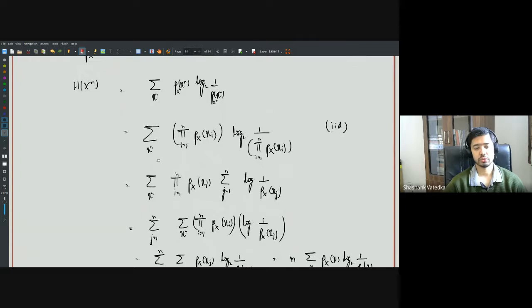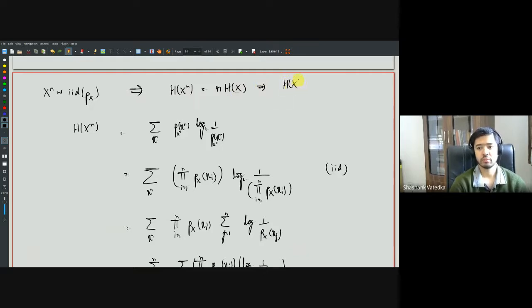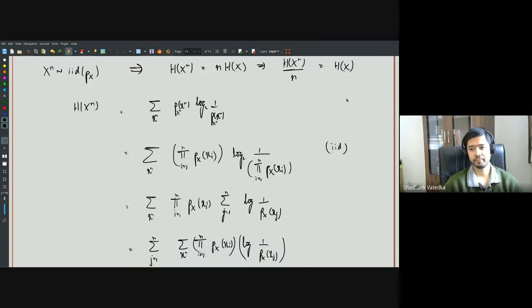Okay, my bad, so this is just H of X. So if the sequence is IID, then H of Xn is n times H of X. The entropy rate, the limit as n tends to infinity of H of Xn by n, is equal to H of X. All right.